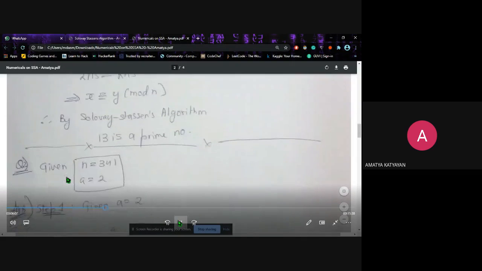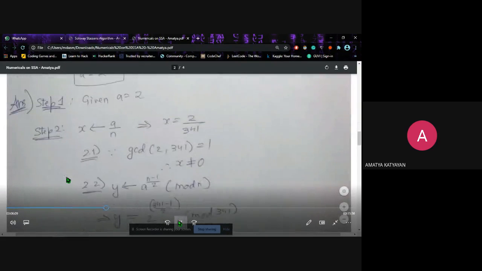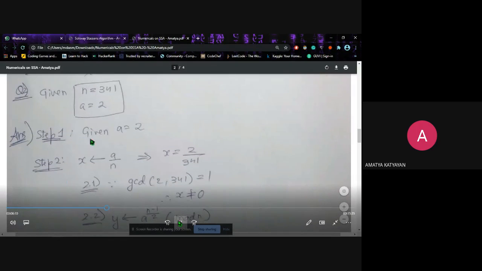And coming to our problem number 2. So this is our problem number 2. Suppose n has a bigger value. Before we had taken n as 13, which is a smaller value, we know by default 13 is prime. But for bigger value like 341, to find out whether this number is prime or not, we do the primality testing. Okay, so n is equal to 341, a is equal to 2.